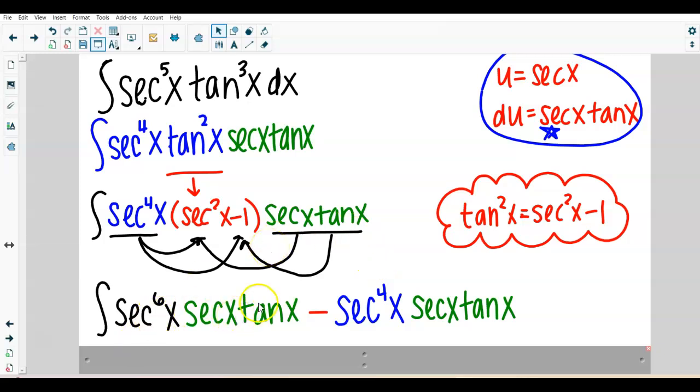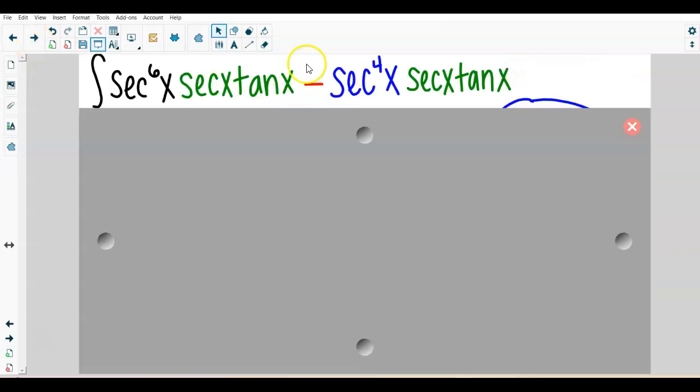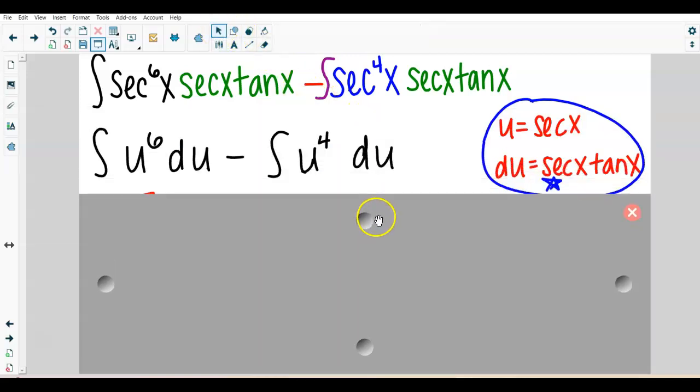But this is what you're going to get, and like before, you can treat this as one integral. I think my S is an integral sign, there should be another one here. When you subtract, you can treat this as its separate integral. And now we go to our u substitution.